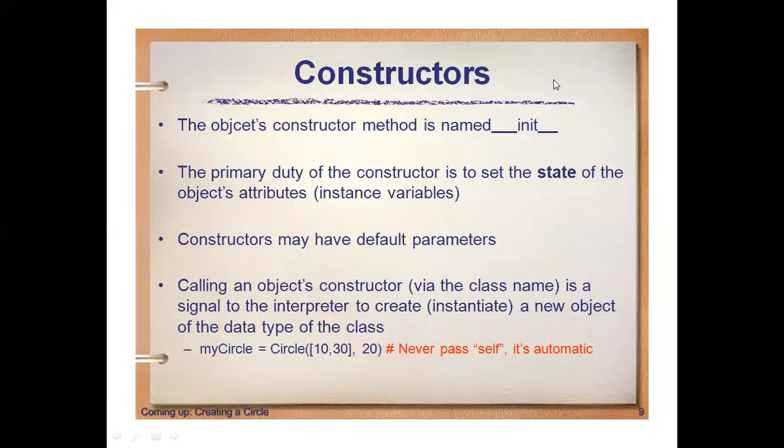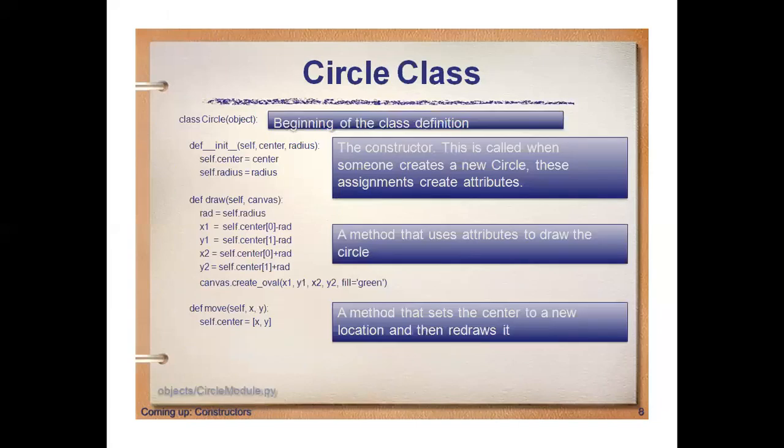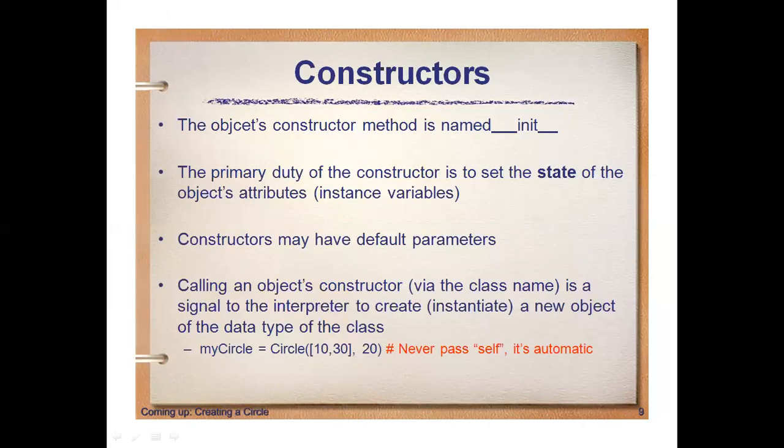All right. So in the previous blueprint we have seen a few things about how the circle class works. Now we are discussing one by one how things go. So let's move towards the constructor, right? The object's constructor, sorry for the spelling mistake here. The object constructor method is named __init__. The primary duty of a constructor is to set the state of the object's attributes, right? We all know why these are required.